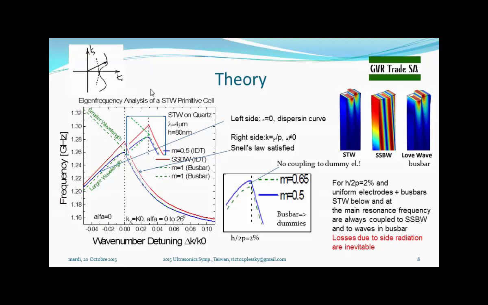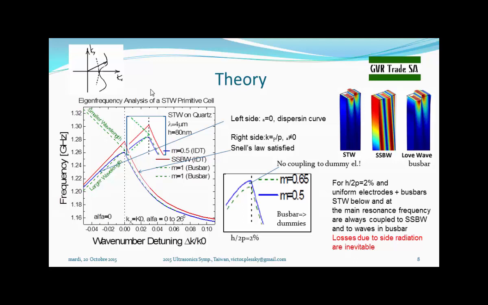If you have resonance here, for the same frequency, it is coupled with waves in the busbar, and it is coupled with bulk waves. So whatever you do, you have losses, and that explains why you need wide aperture. If aperture is small, you have losses in busbar. If aperture is wide, you have the same losses, but you just have more energy. So your Q factor is increasing because of that, because losses are proportional to line and energy is proportional to area.